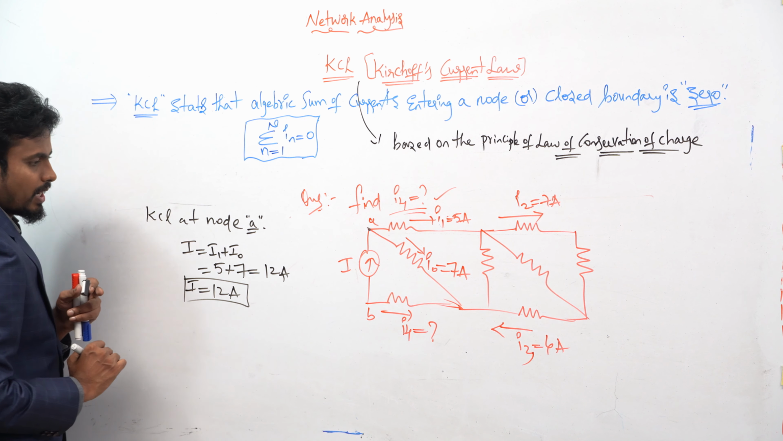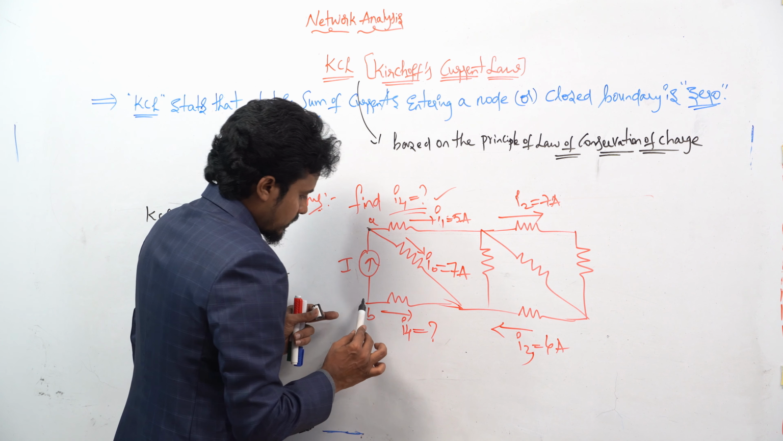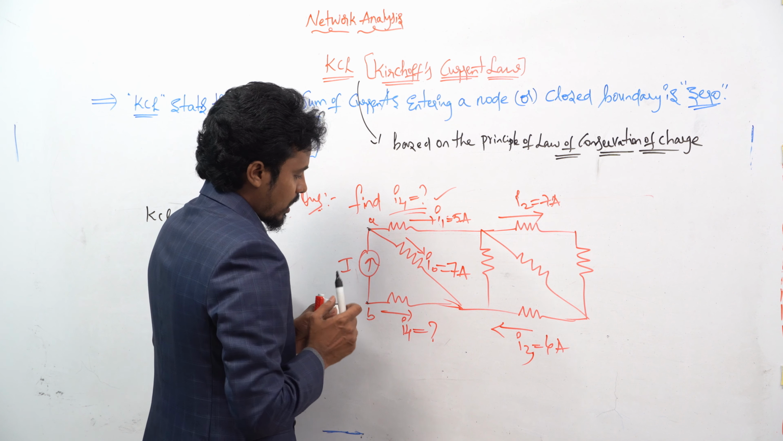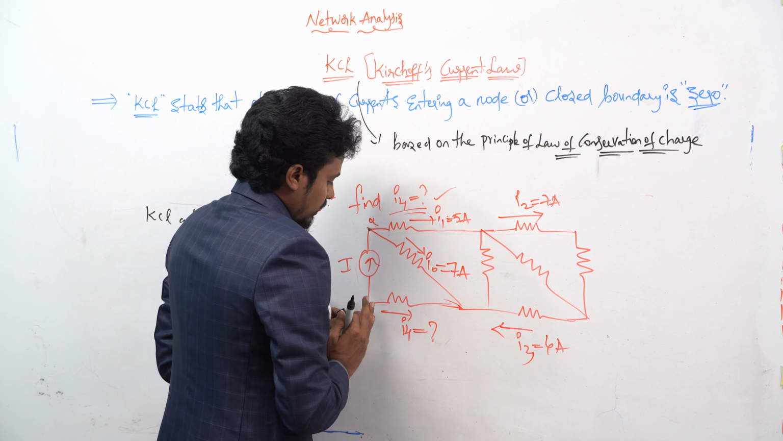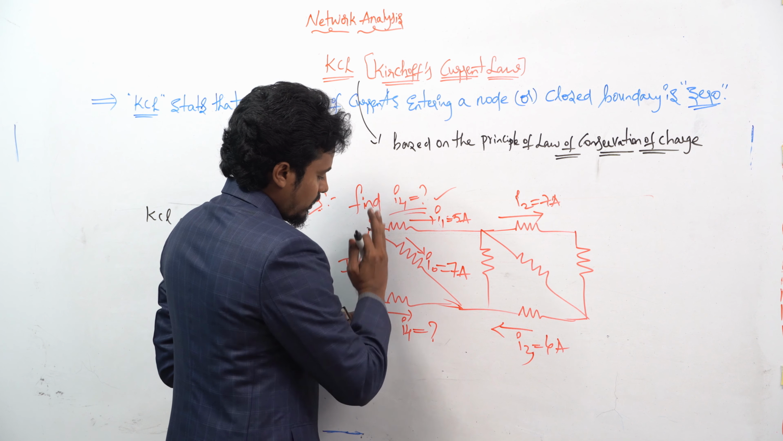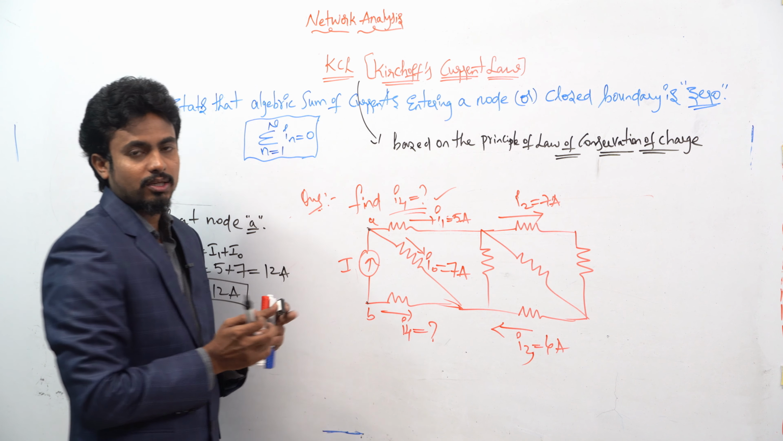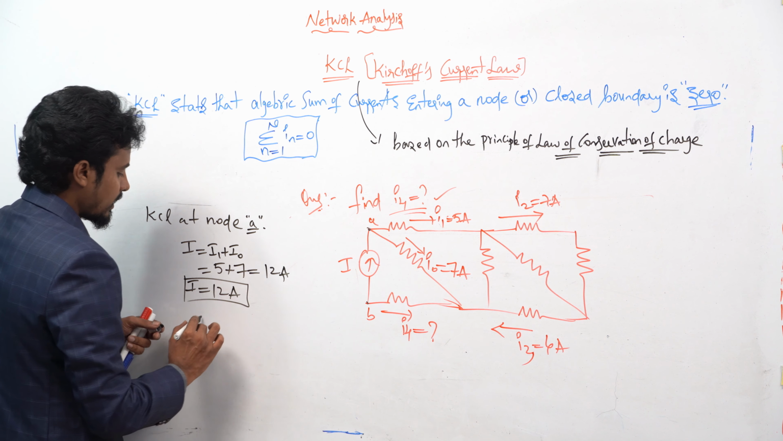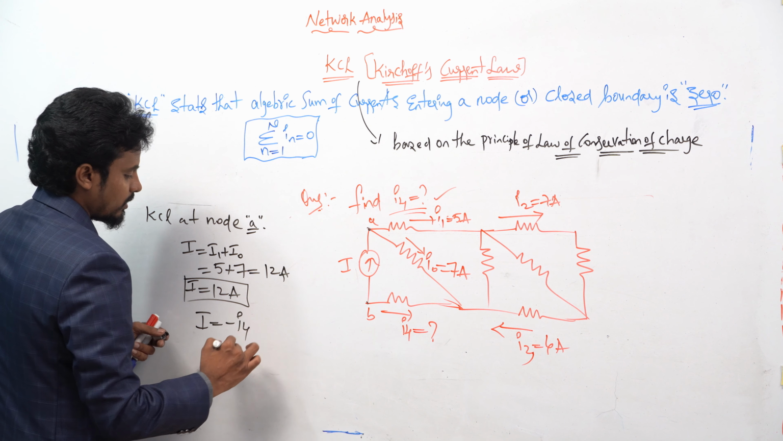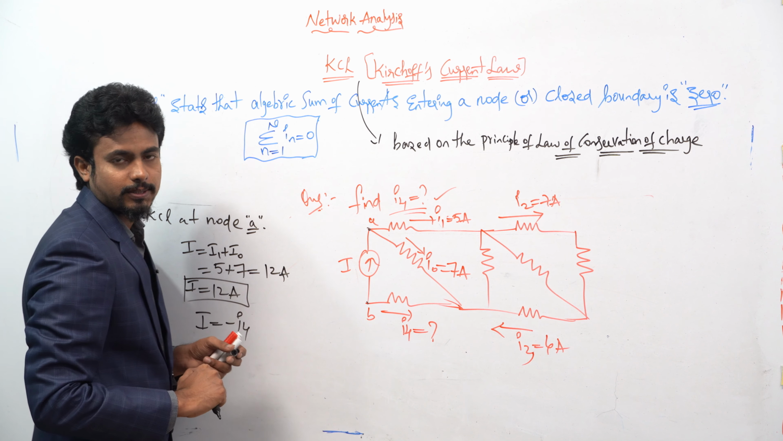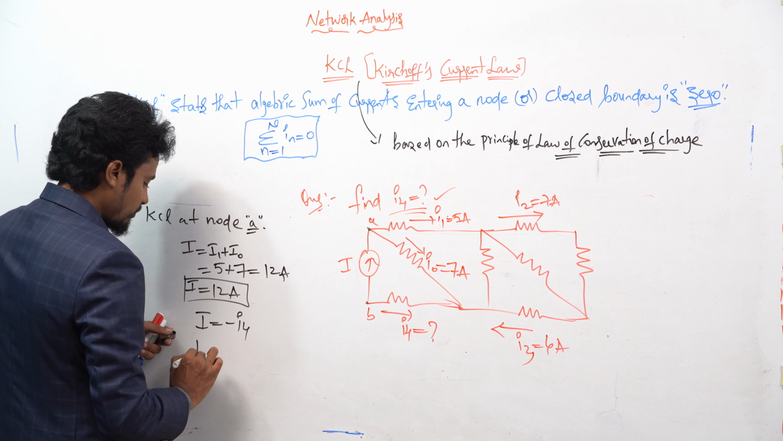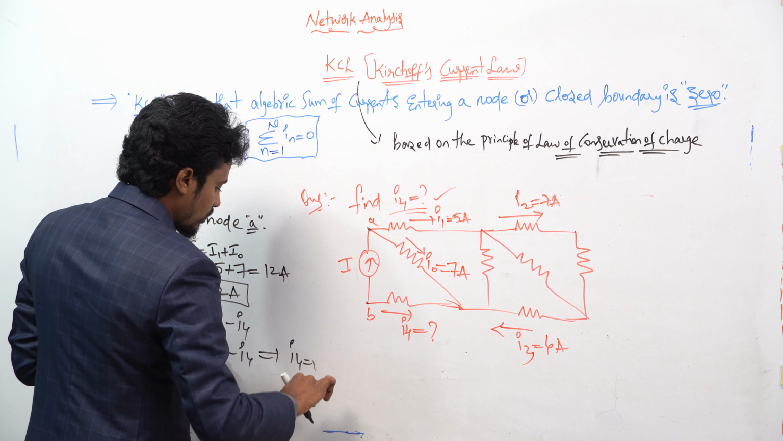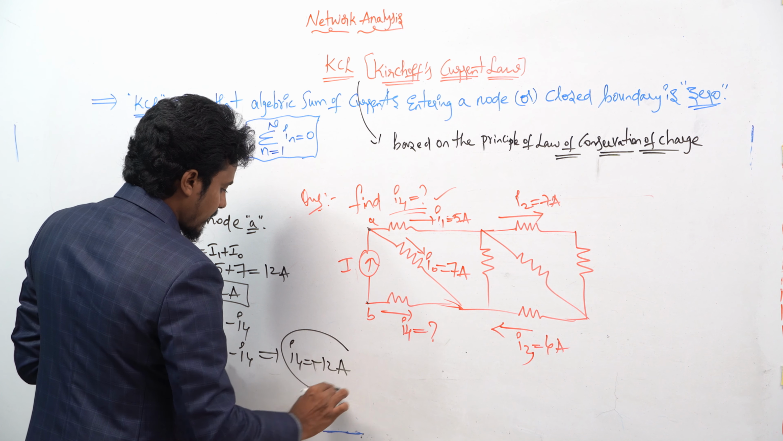So here you can see, if you consider this as your node, this I flows like this and I4 is like this, right? That means both are in the opposite direction. So how can you write this? I is equal to minus I4. This minus represents that both are in opposite directions. So I is 12, which is equal to minus I4, and so I4 is equal to minus 12 amperes.